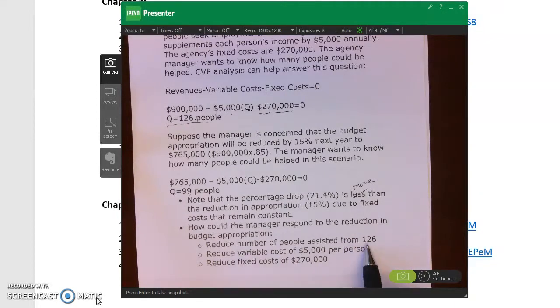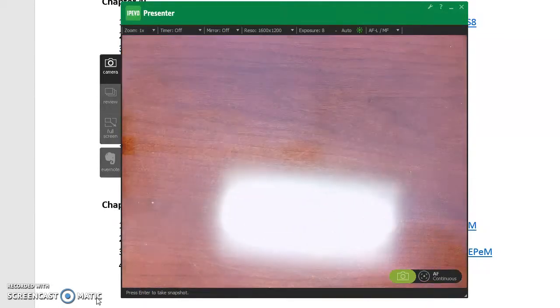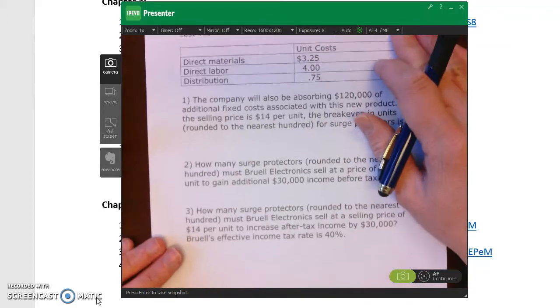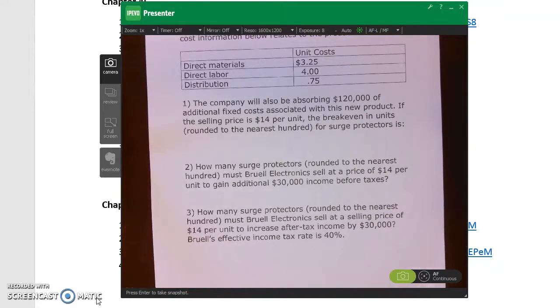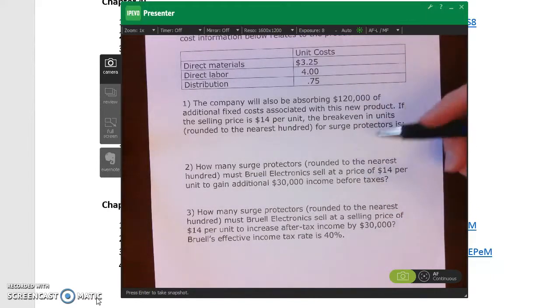They could reduce the number assisted, down to 99. They could also focus on reducing that $5,000 per person, or they could focus on reducing their fixed costs as well. Okay? So I do have some additional problems here on pages 34, 35, and 36, and what I suggest is for you to pause the lecture video and then restart it while I go over each one of these. Okay? So I'm going to go ahead and go over these now.